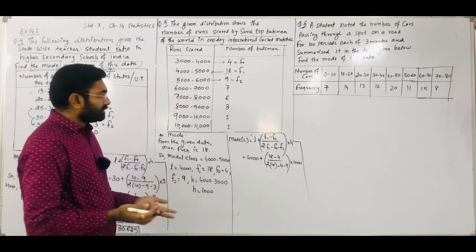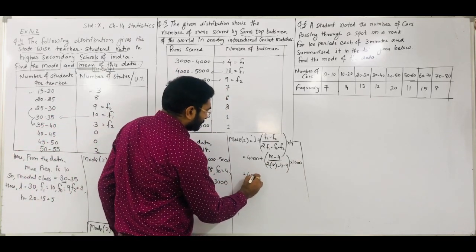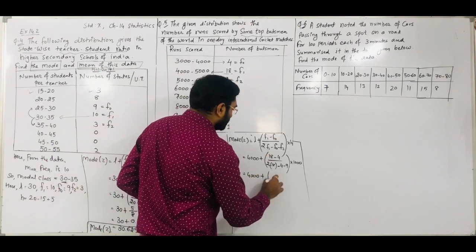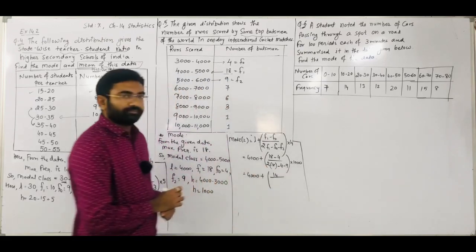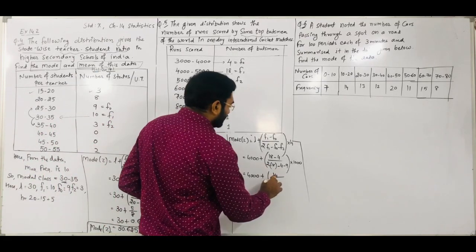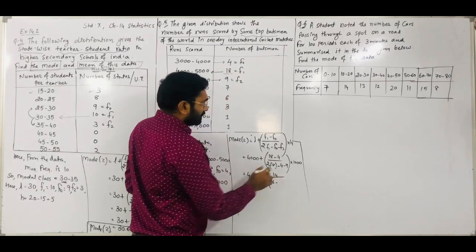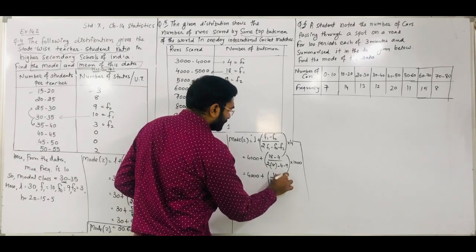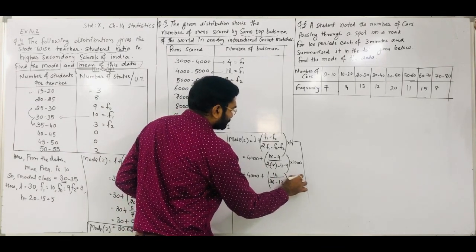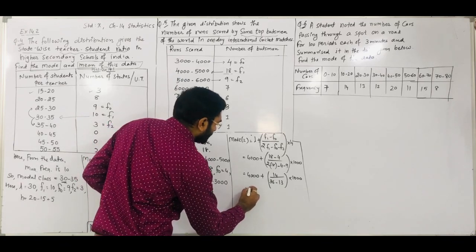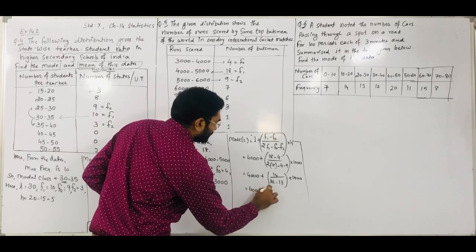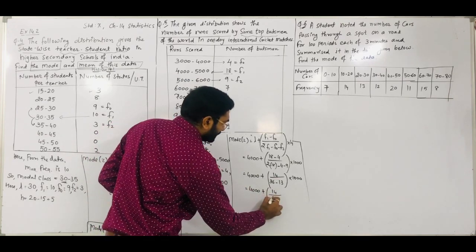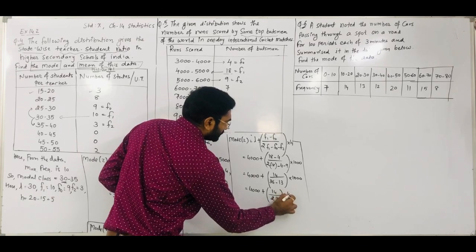Okay, now we have to give the simplification. So that is 4000 plus 18 minus 4, so we get 14 in the numerator, divided by here 2 into 18, 36, minus 4 minus 9, so we get minus 13, into 1000. Right? So we give the simplification: 4000 plus 14 over 36 minus 13, so we get 23 into 1000.